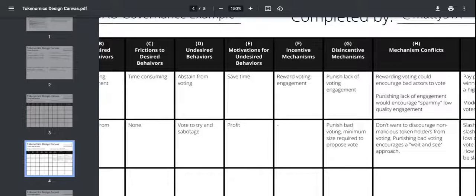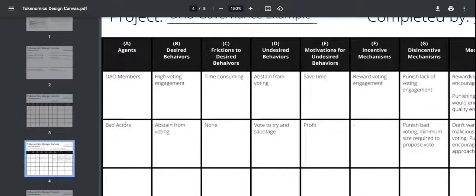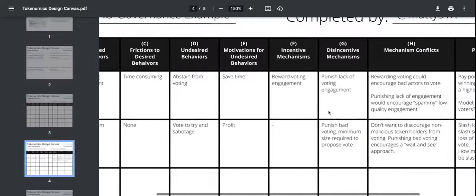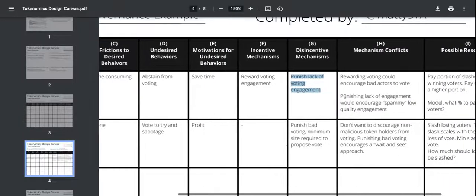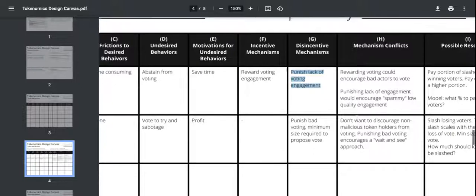And conversely, punishing a lack of engagement would encourage low quality engagement, right? If we punish a lack of engagement, we're actually going to be making a lot more of these guys just engage for the sake of engaging. And that's something we don't want to do. So we probably don't want to include this at all in our tokenomics, right? And you might say that's obvious. And yes, in this simple example, that is relatively obvious. But unless we sat there and laid this out and highlighted it, we might have missed it, especially in a more complex example or in a complex case.